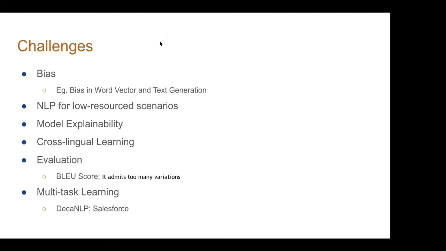Okay, yeah, so bias, NLP for low resource scenarios. Low resource scenarios are where you have very little data to train your NLP models. Model explainability, trying to explain the output of your models, the results of your models, like why does your model predict this? Why does it do this?